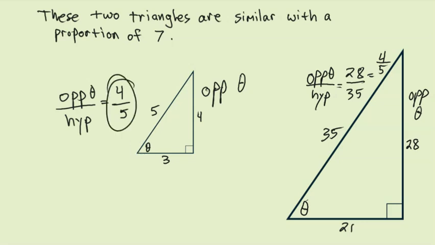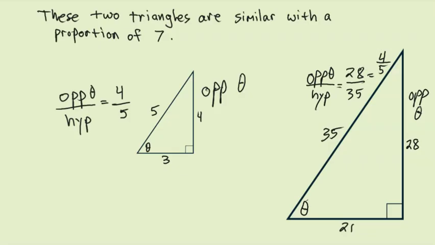This 4/5 ratio is a feature of the angle theta. So it doesn't matter what triangle you put the same angle theta in, you will always get the ratio 4/5, because we put it in a larger triangle over here and we still got the ratio 4:5.